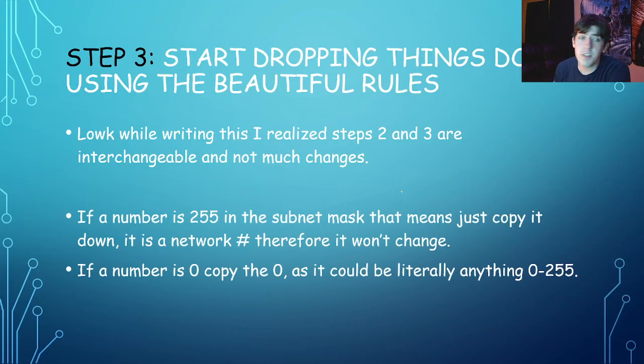Anyways, if a number is 255 in the subnet mask, that means on the IP address, just copy it straight down. It is a network number, therefore it's not going to change. If your subnet mask says 255, that means everything in this octet is set, it is the network, it's good, it's not changing. If a number is 0, you just copy the 0, as it could literally be anything from 0 to 255. A 0 in a subnet mask literally means it could be anything. So just do 0 on the IP address because you're trying to find your first number. Now, if you're trying to find the broadcast, you want to set it to 255, but we'll get to that.